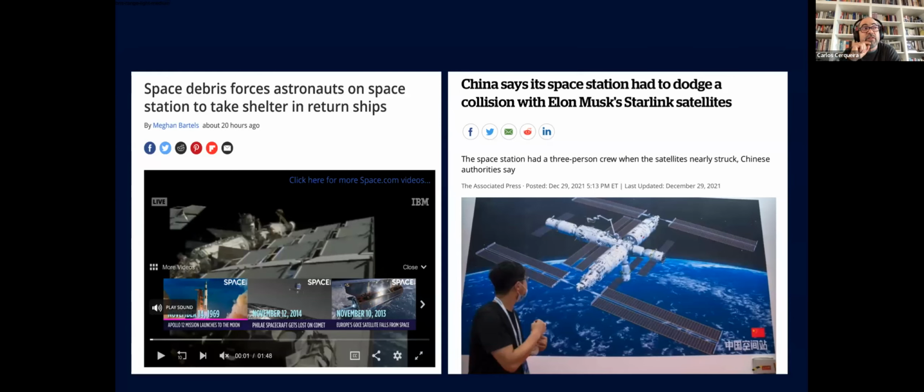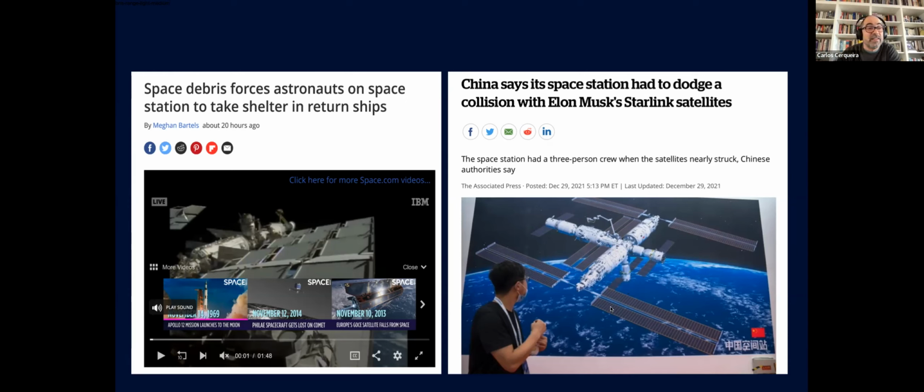The other piece of news that you see there is that the Chinese space station was forced to change its orbit, to go up or go down, because there was the possibility, not of a crash with space debris, but in this case with another satellite, a satellite of SpaceX, the Elon Musk company. Now you might say, okay, this is dangerous, this is important, but I'm not an astronaut, so why should I really care about this? Are there not more important problems in the world?